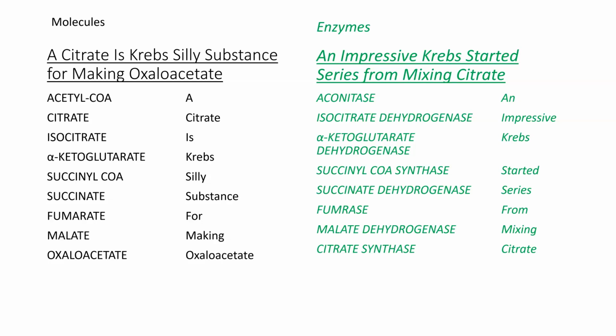So how do I remember those? So I created 2 silly mnemonics. One for the molecules. A citrate is Krebs' silly substance for making oxaloacetate. And for the enzymes, an impressive Krebs started series from mixing citrate. At least that'll give you the first letters and the order in which they're in for both the molecules and the enzymes. Hope that helps.